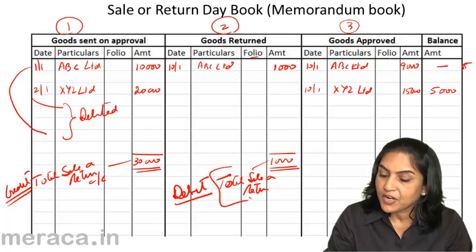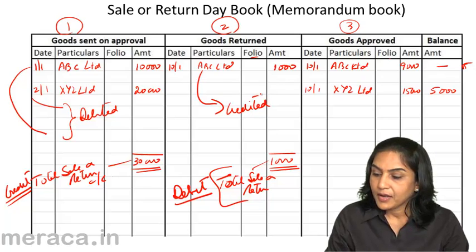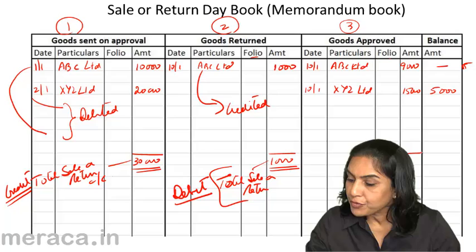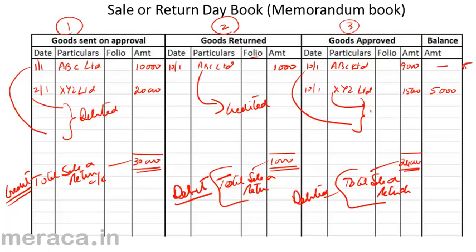We debit the total sale or return account and ABC's account is credited for the amount of 1,000. With the total of goods approved, this total again is taken to the total sale or return account, which is debited again, and individually ABC and XYZ's accounts are credited. Therefore, only when goods are sent on approval, the customer's accounts are debited.